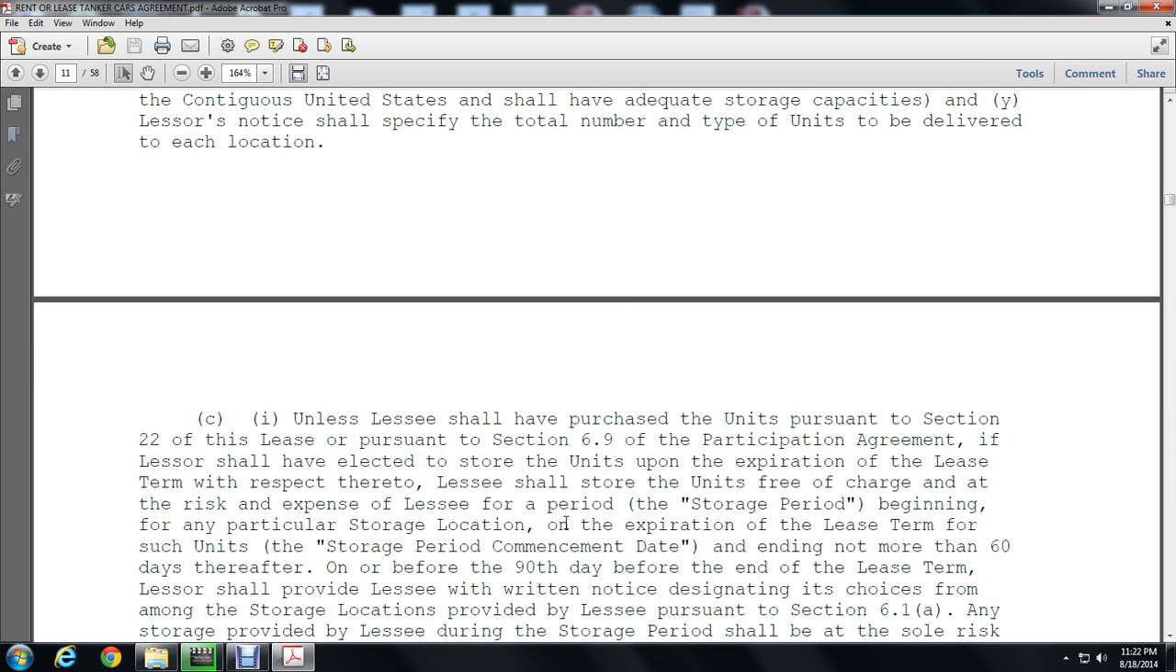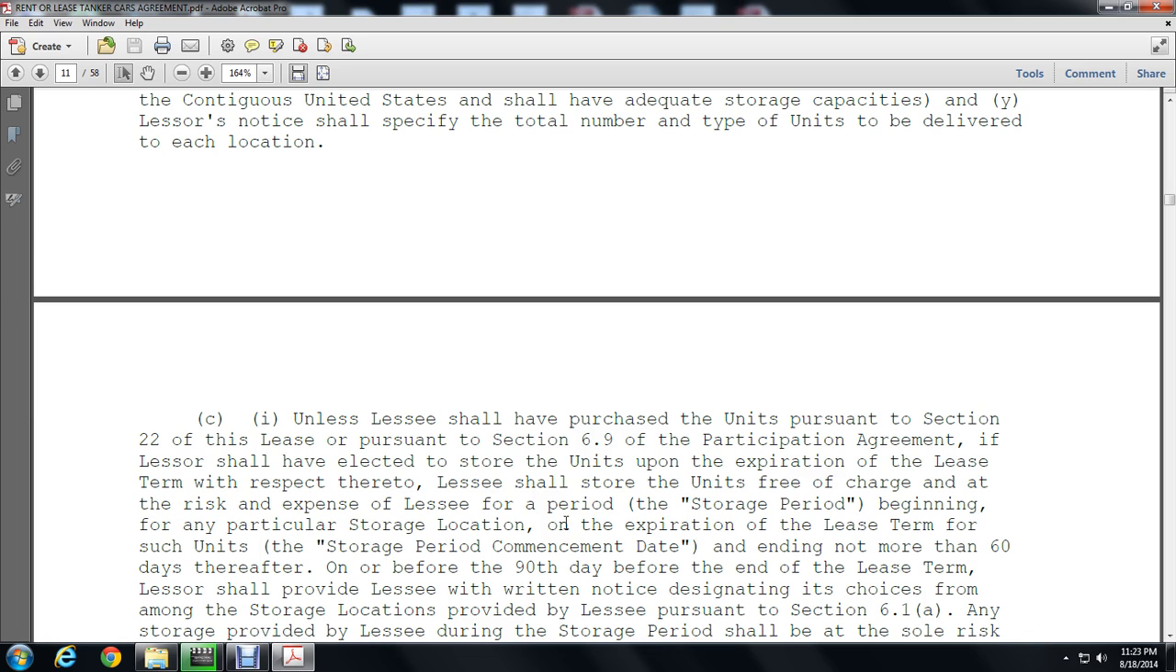Third, unless the lessor shall have purchased the units pursuant to Section 22 of the lease, pursuant to Section 6.9 of the participation agreement, if the lessee shall have elected to store the units upon the expiration date of the lease term with respect thereto, the lessor shall store the units free of charge, at the risk and expense of the lessor, for the storage period beginning on the expiration of the lease term for the units and ending not more than 60 days thereafter, on or before the 90th day before the end of the lease term.